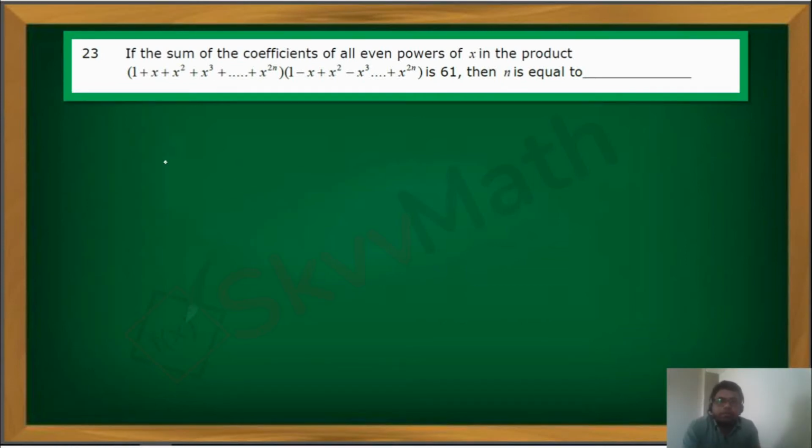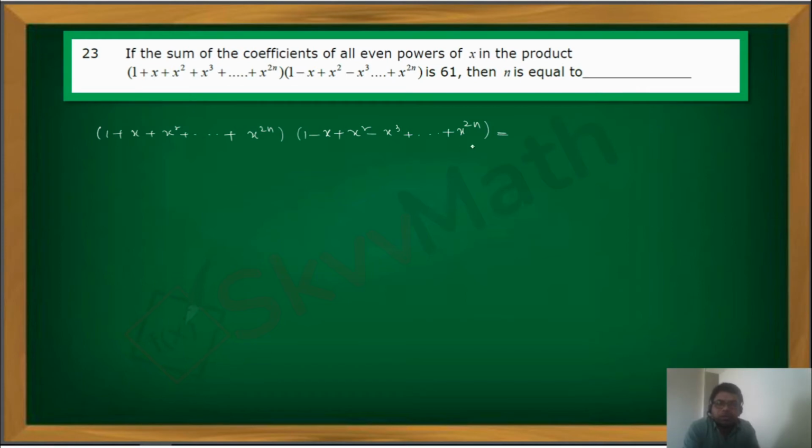Now here, the sum of coefficients of all even powers of x in this product. The expressions are two polynomials multiplied together: 1 plus x square plus so on up to x to the power of 2n, and the other polynomial is 1 minus x plus x square minus x cube plus up to so on plus x to the power of 2n. Now you see these are the two polynomials multiplied together.